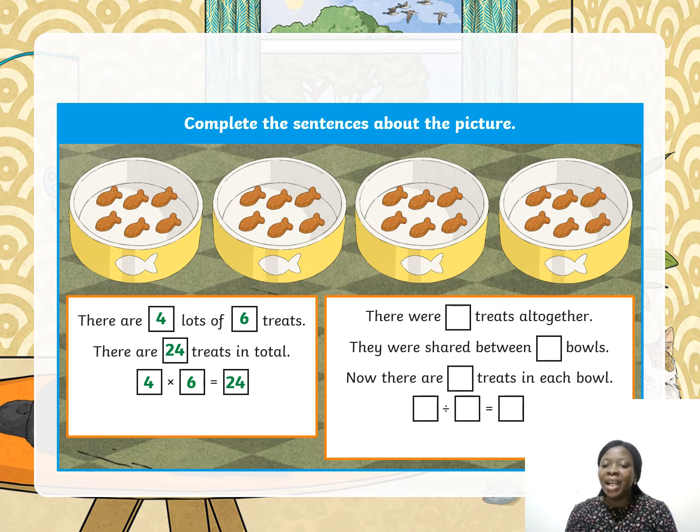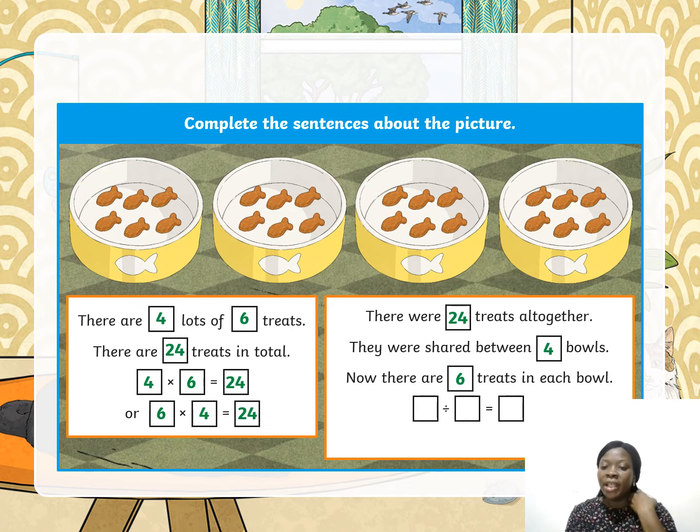Now, let's look at how we can get a division sentence using the same method we have just used here. Remember, division is the inverse of multiplication. Now, let's see how this works out. There are how many treats altogether? We already discovered that there are 24 treats altogether. And they were shared between how many bowls? 1, 2, 3, 4. They were shared between four bowls. Now there are how many treats in each bowl? There are 6 treats in each bowl.